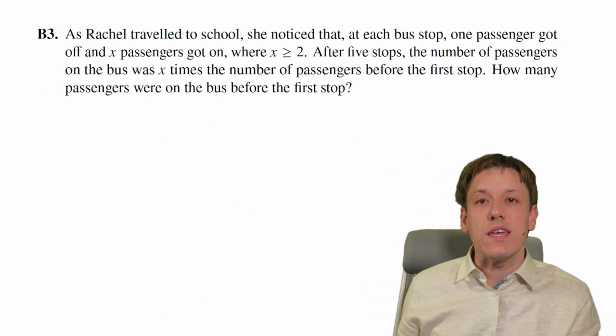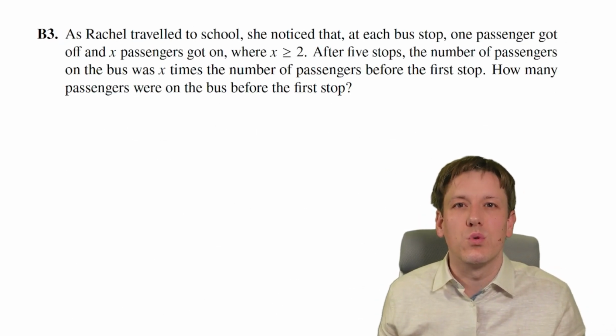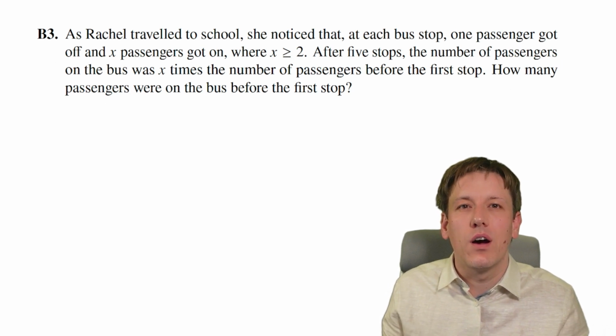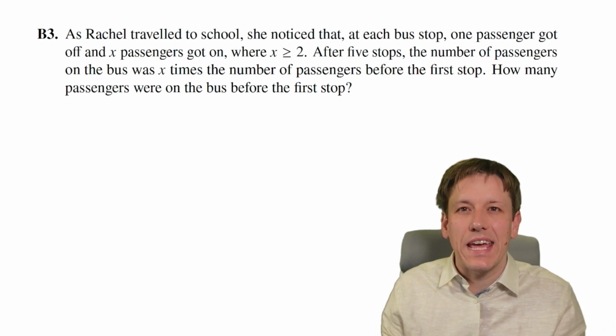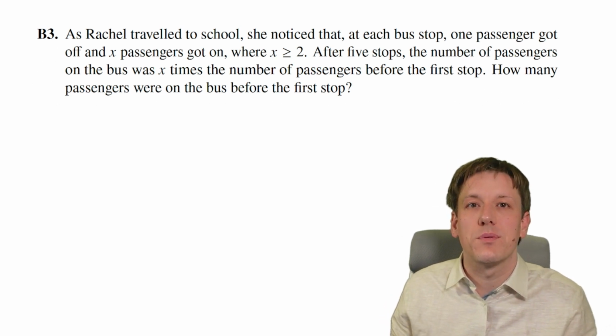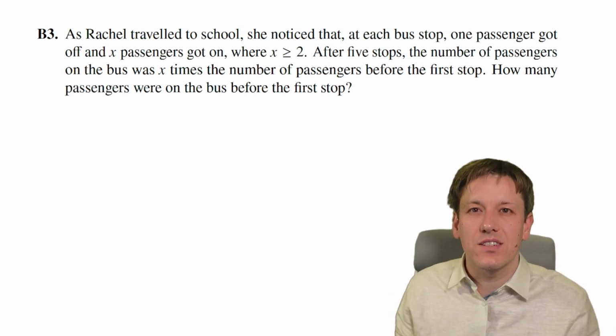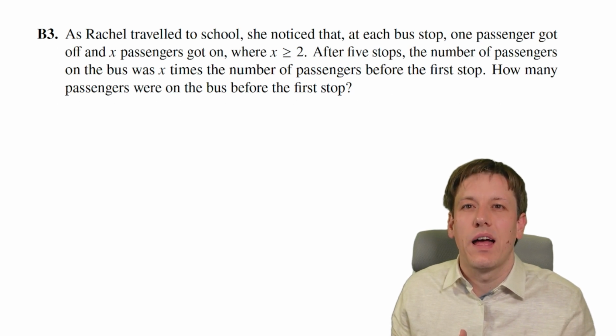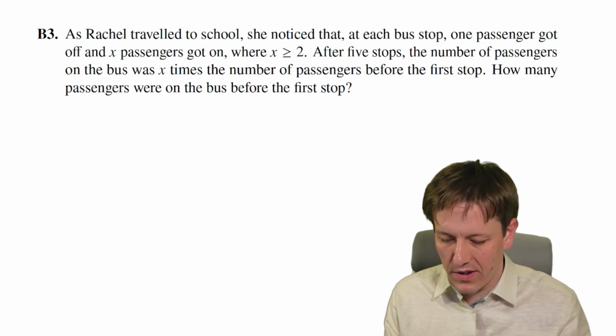This is question B3. As Rachel travelled to school, she noticed that at each stop, one passenger got off the bus and X passengers got on, where X is greater than or equal to 2. After 5 stops, the number of passengers on the bus was X times the number of passengers before the first stop. How many passengers were on the bus before the first stop?